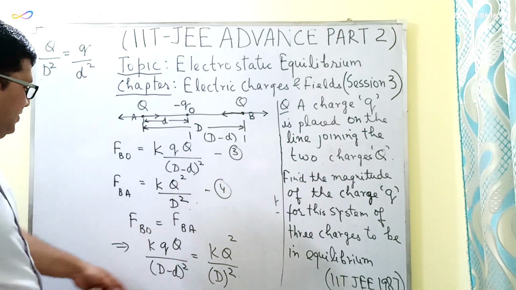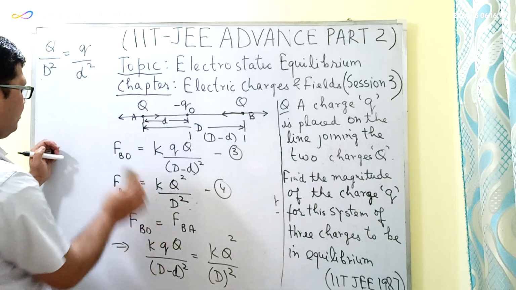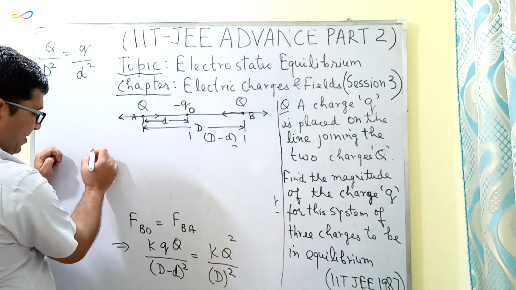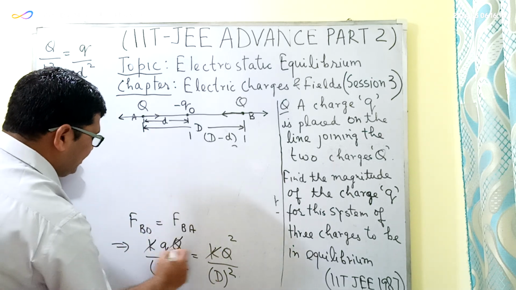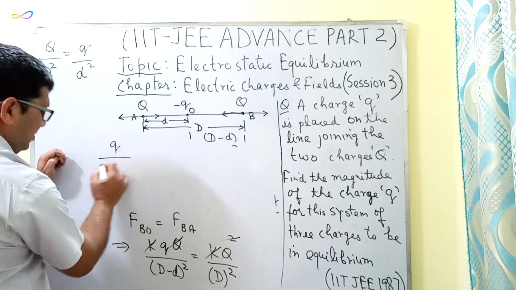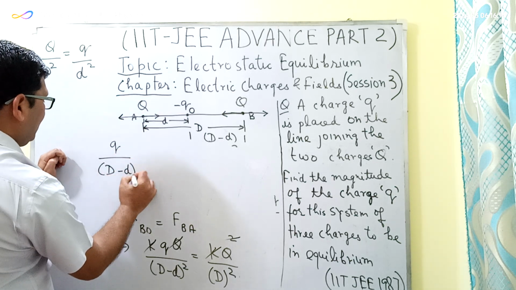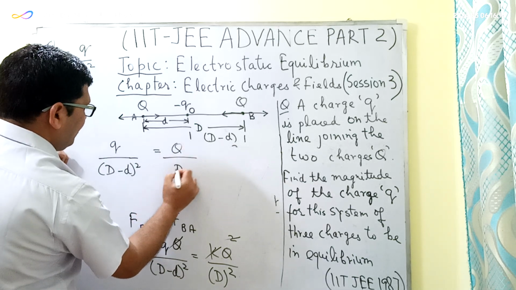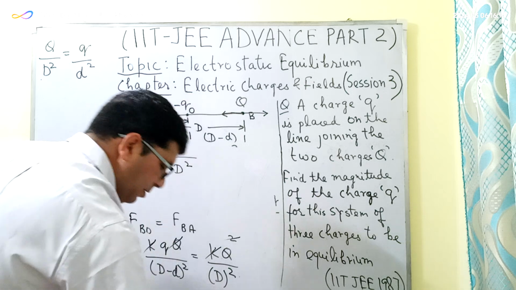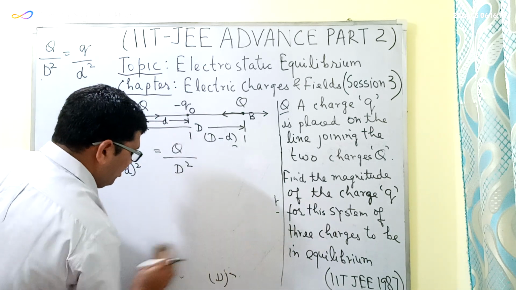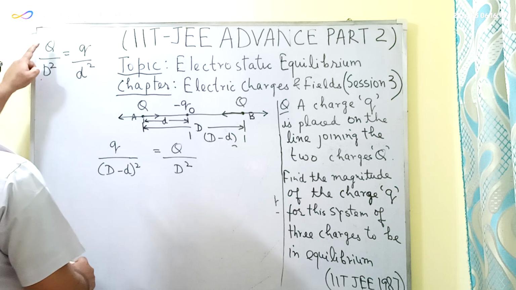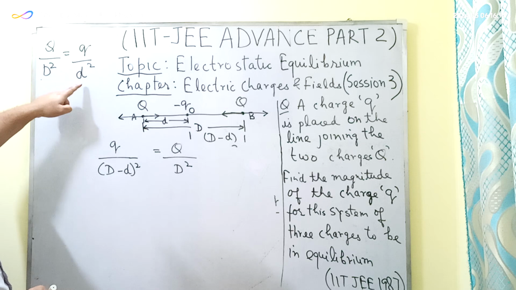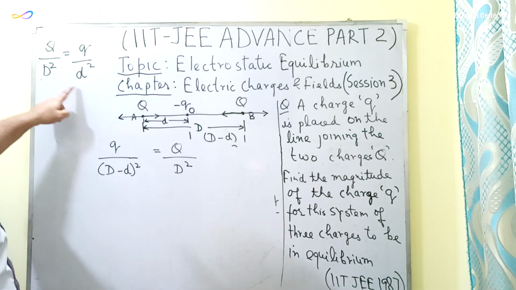So now from this equation, K and K will get cancelled out, Q and Q will also get cancelled out. So I am getting q divided by (D minus d) whole square, and this is equal to Q upon D square. Now from this equation, capital Q upon capital D square is equal to small q upon small d square.